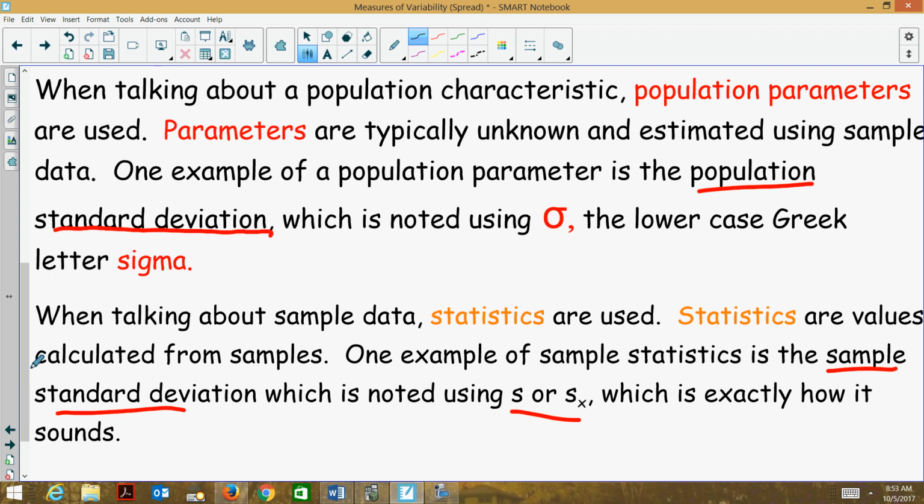When talking about sample data, statistics are used. Statistics are values calculated from samples. One example of sample statistics is the sample standard deviation, which is noted using an S or an S sub x, which is exactly how it sounds, S or S sub x. So we learned about population mean, sample mean, and now I'm telling you about population standard deviation and sample standard deviation. The variables are very important to distinguish. Throughout the entire class, we will use these variables in order to define exactly what we're talking about.